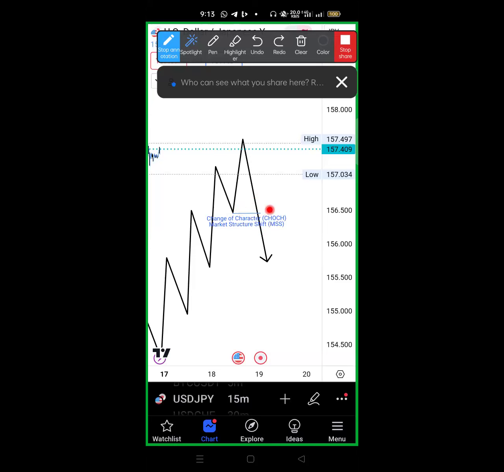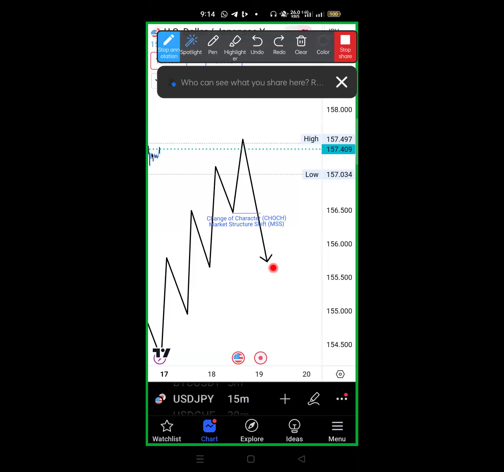Now, whenever you see that, that becomes your entry. You make your entry at that point, because after a market structure shift happens, you understand? After a change of character happens, it must have what we call a reversal, like this.